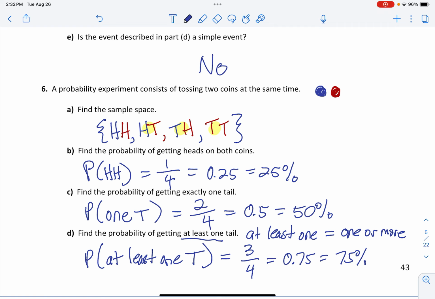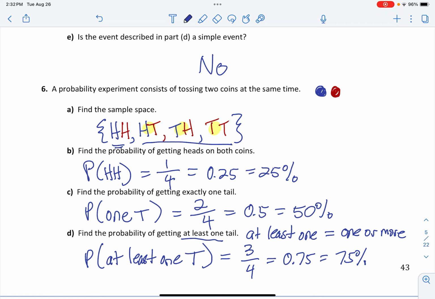Now the interesting thing about that at least one, that's always true. At least one is actually the opposite of none. Notice there are 3 of them that have at least one, and the opposite of that has none, right? And that will always cover the entire sample space. At least one will be some of the objects, none will be the rest. They always add up to 100% of the sample space.